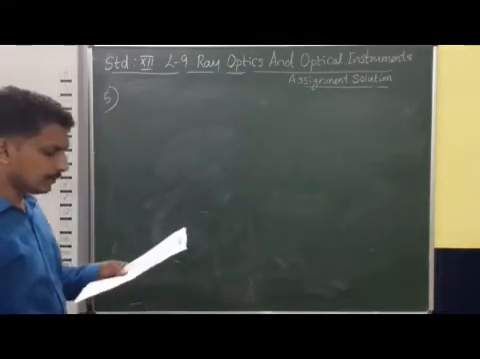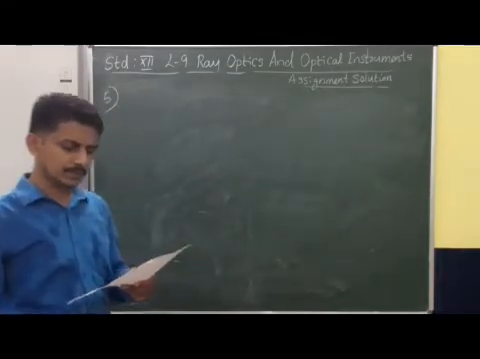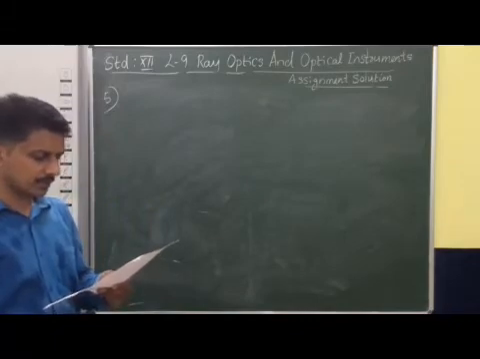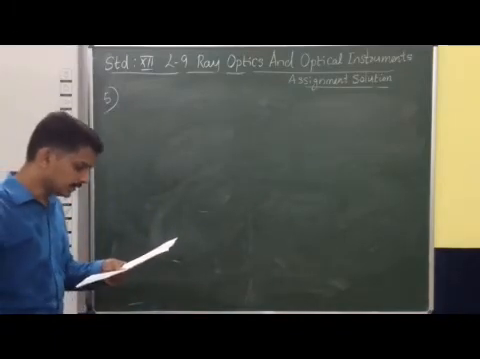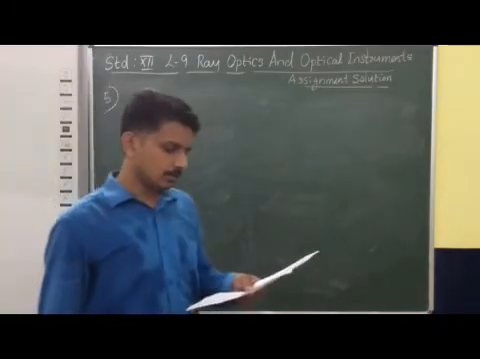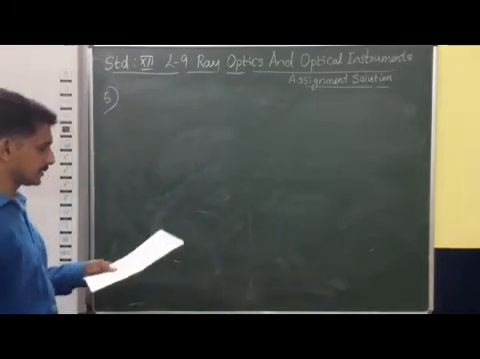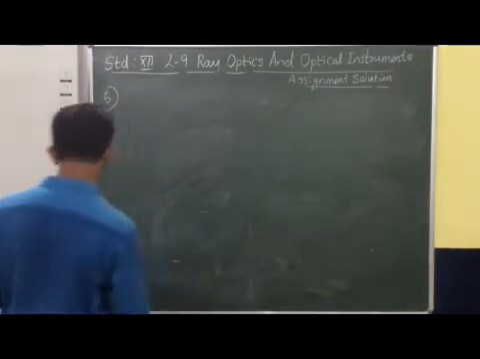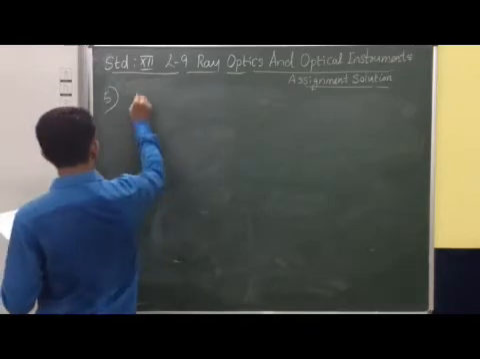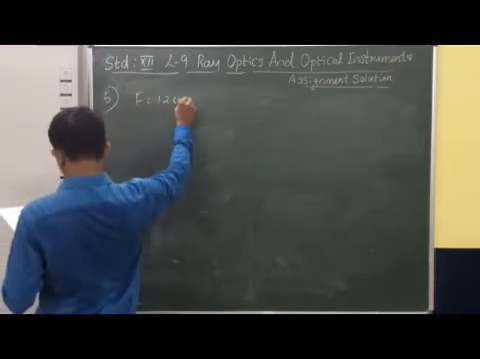The radii of curvature of the faces of a double convex lens are 10 cm and 15 cm. Focal length is given as 12 cm. What is the refractive index of this glass? So you can see that focal length is given, that is 12 cm.